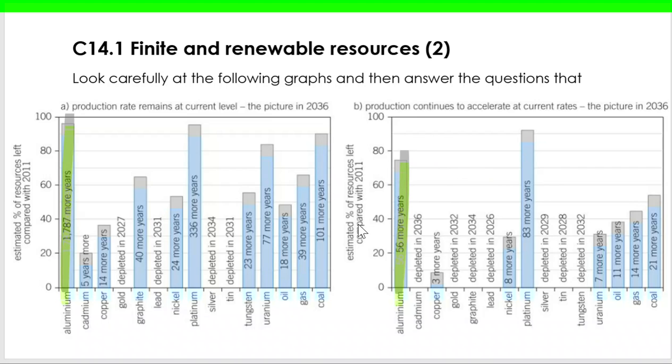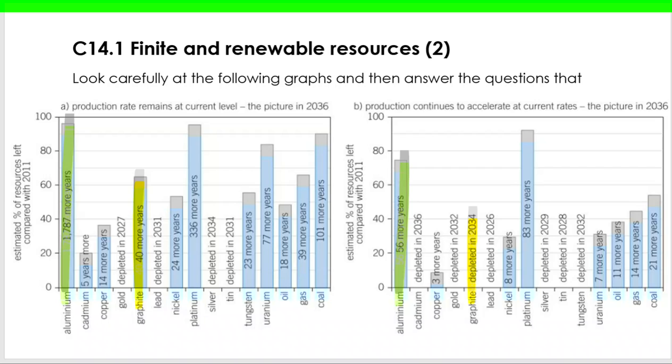Aluminium use is going up incredibly quickly. And so if we were to see it accelerating at the same rate as it is now, we wouldn't have 1,787 years left. We will only have 56. Bear in mind, this is in 2036. That means that aluminium will run out in 2093. That suddenly becomes a little bit more stark.